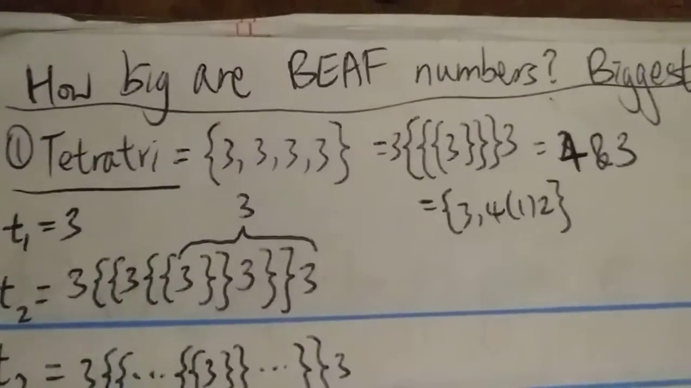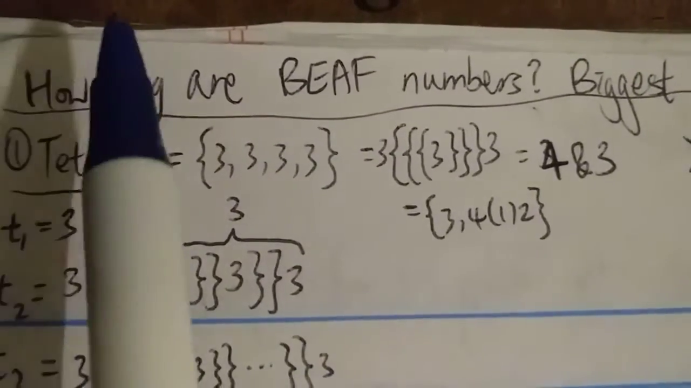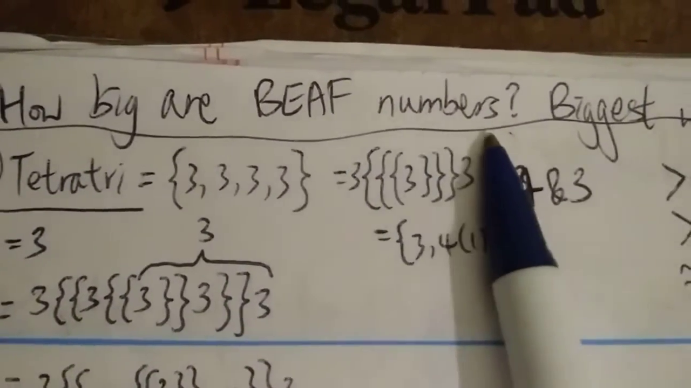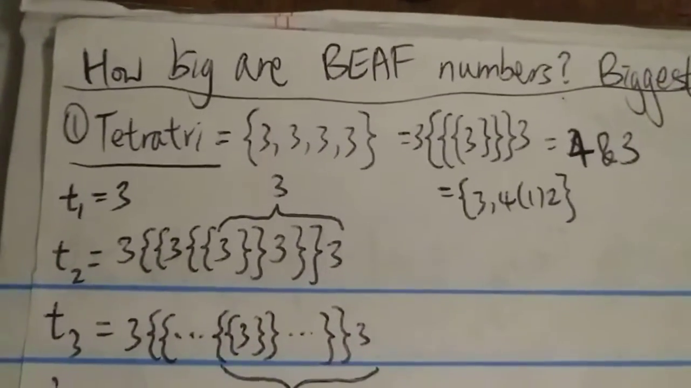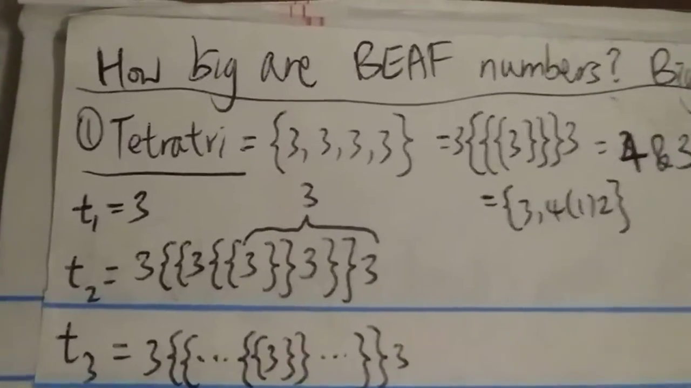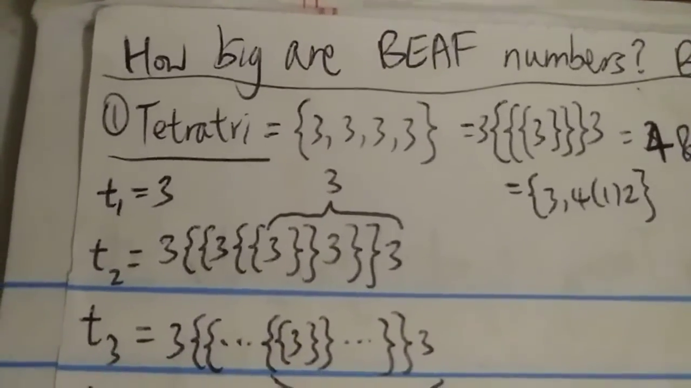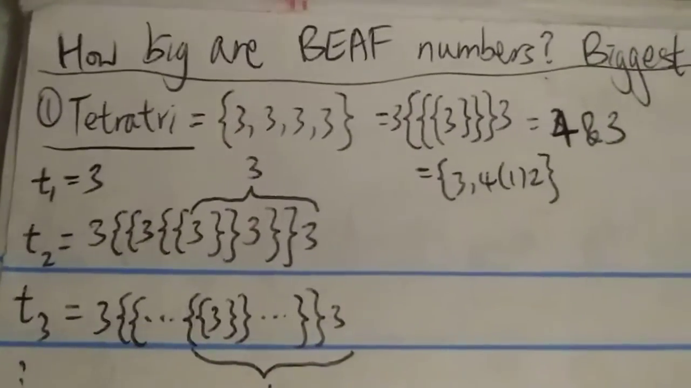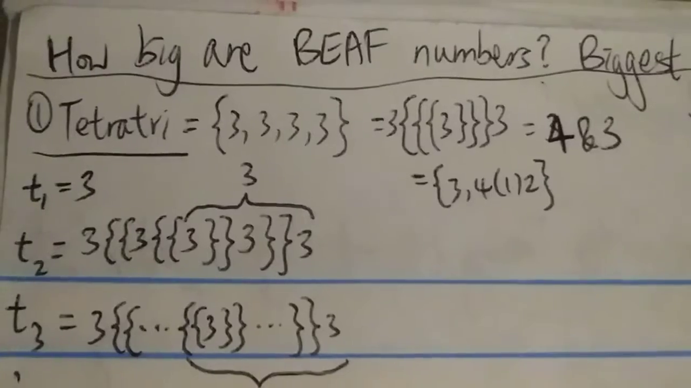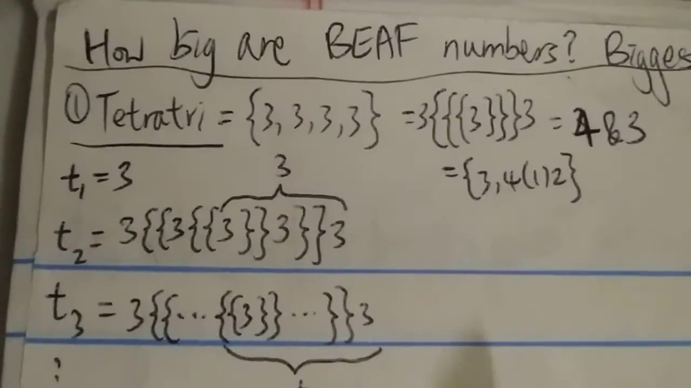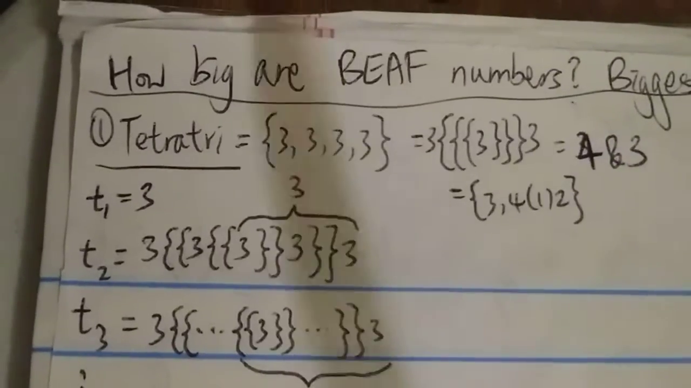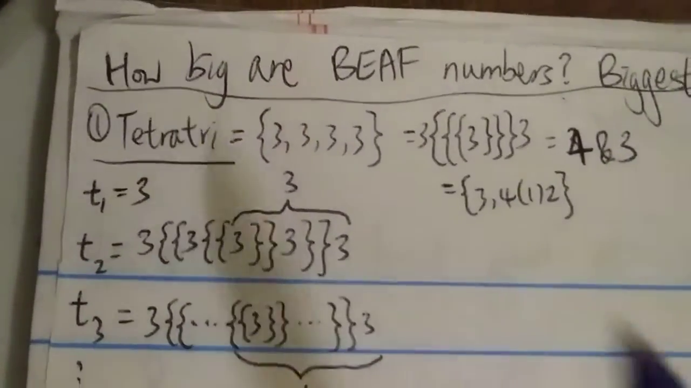Hi everyone, so today we're going to look at how big some of the really big numbers in BEAF are. BEAF is a very powerful notation, probably one of my favorite notations after studying it a little bit, and it's pretty mind-blowing, especially for beginners in googology. But let's get started. In this video I'm going to talk about 13 numbers in BEAF, basically from the smallest one to the biggest one.